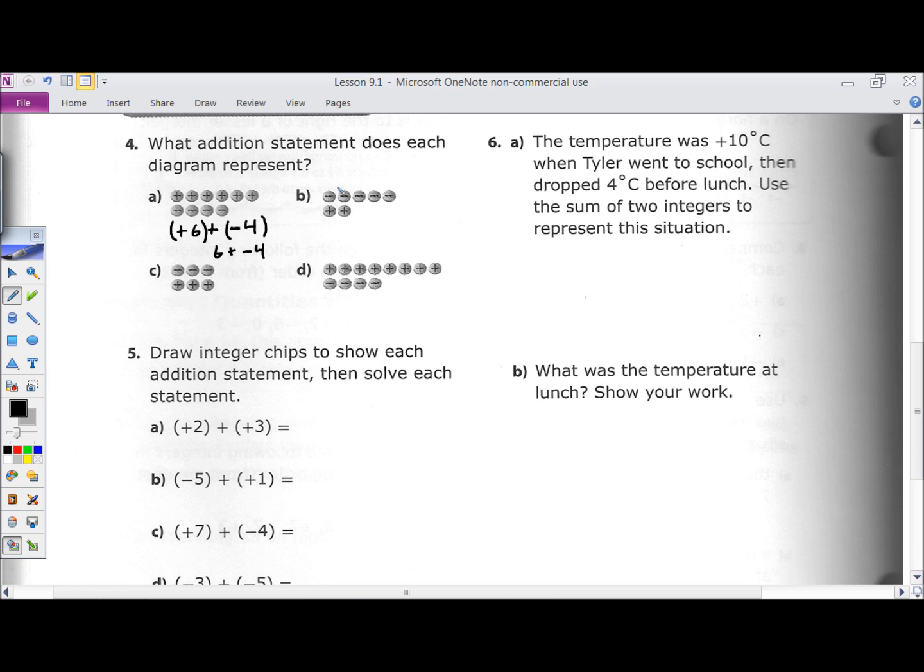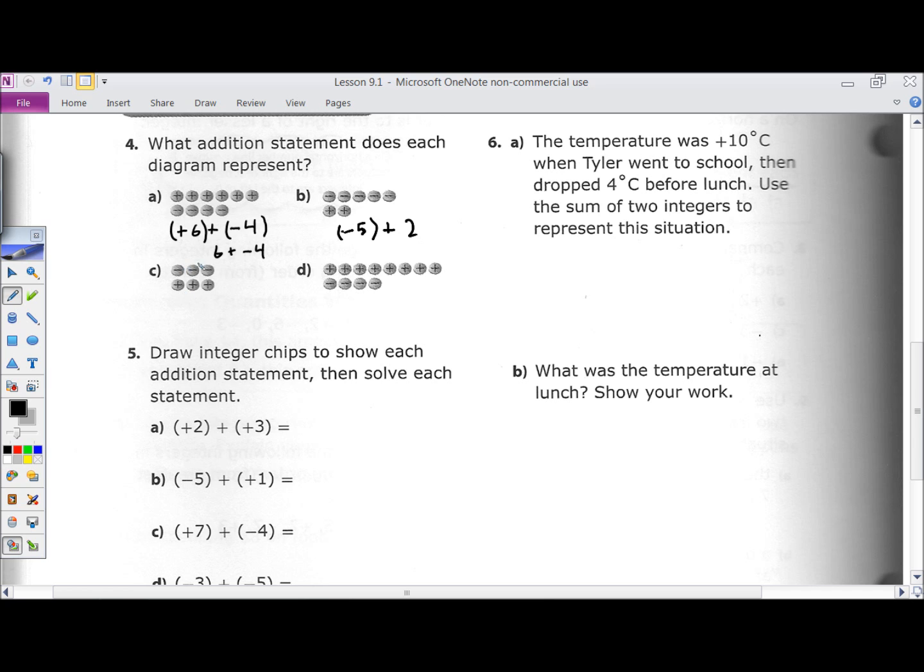B. First row we have 1, 2, 3, 4, 5 negatives. So that's negative 5, and we're adding positive 2. I'm just going to put plus 2.